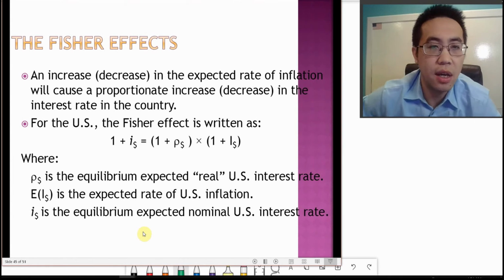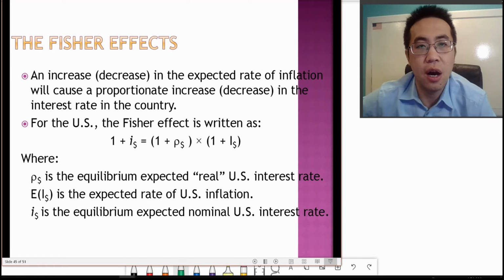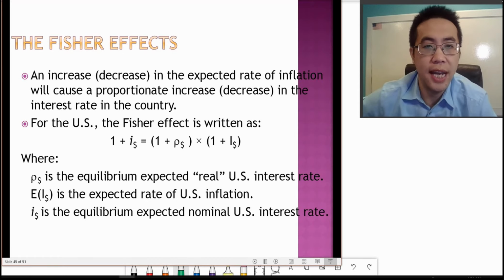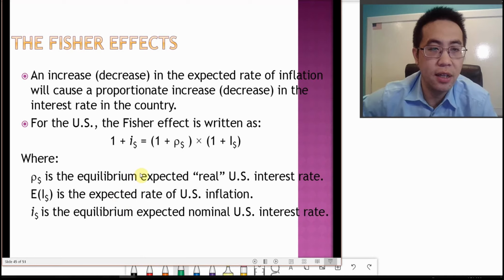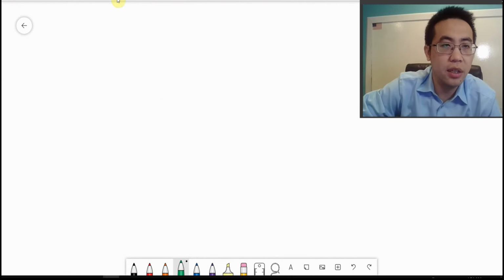Okay, so now let's talk about the Fisher effect. The Fisher effect comes from Dr. Irving Fisher, who won the Nobel Economic Prize in 1973 for his contribution to the economic theory of the real interest rate. Under the Fisher effect, the nominal interest rate can be decomposed into the real interest rate and the inflation.